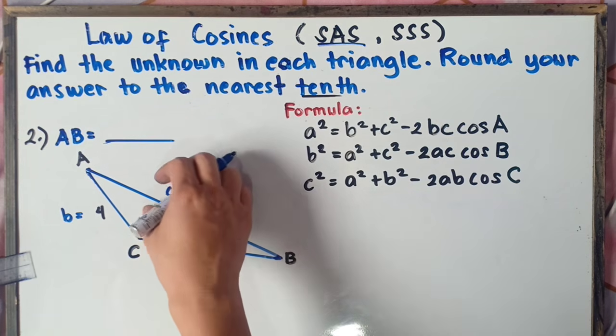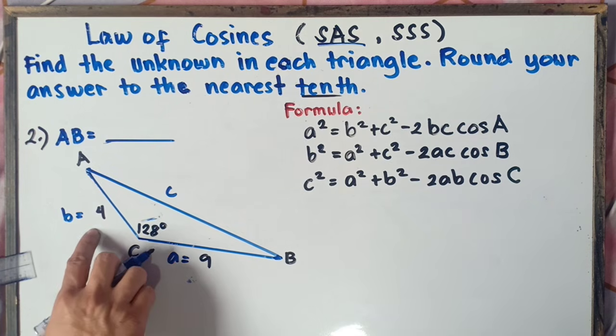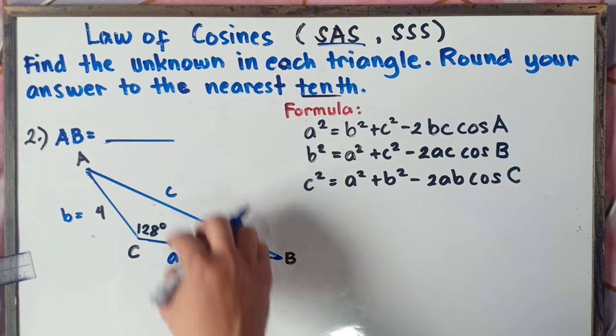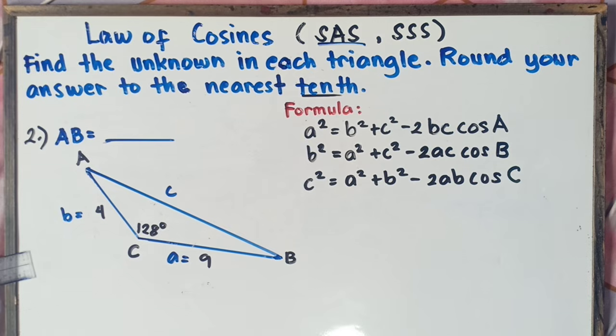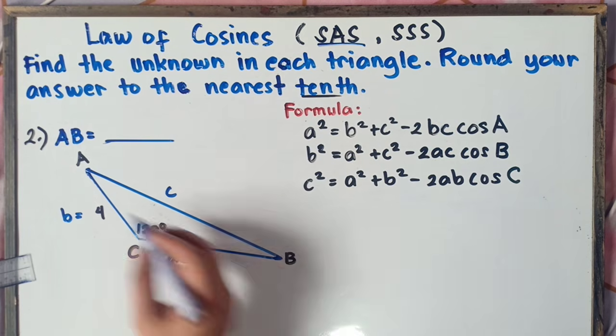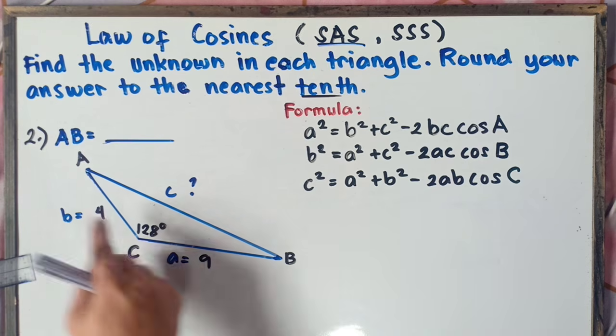So we're given the value of a, which is 9, and the value of b, which is 4. In our given, we don't have the units, so simply 9 and then 4. And then we're looking for AB. So therefore, we're looking for c.